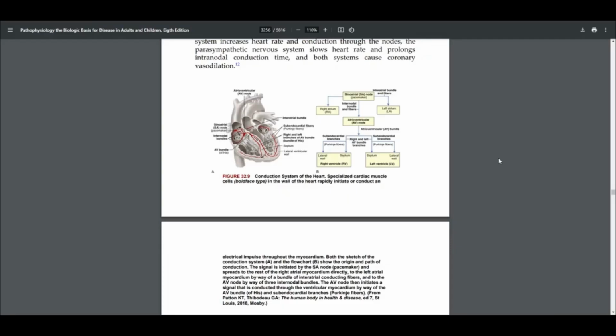It shoots via the interatrial bundle and fibers into the left and right atrium. Your internodal bundle and fibers, your atrioventricular or AV node, then shoot out its own signal to give you your left and right beat.